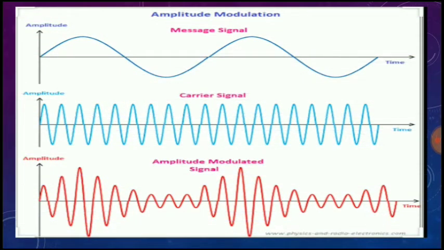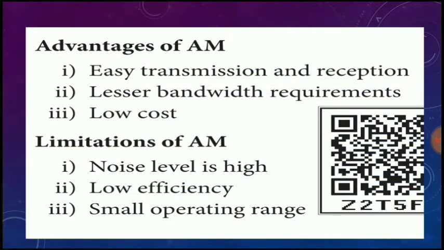Next, see this. This is the amplitude of the signal and the carrier signal. This is the modulating signal. Any one modulation will come in 3 marks. See the advantages and limitations of amplitude modulation. Either the advantages or the limitations will come as a 2-mark question, and at the same time 1 mark will come, right?